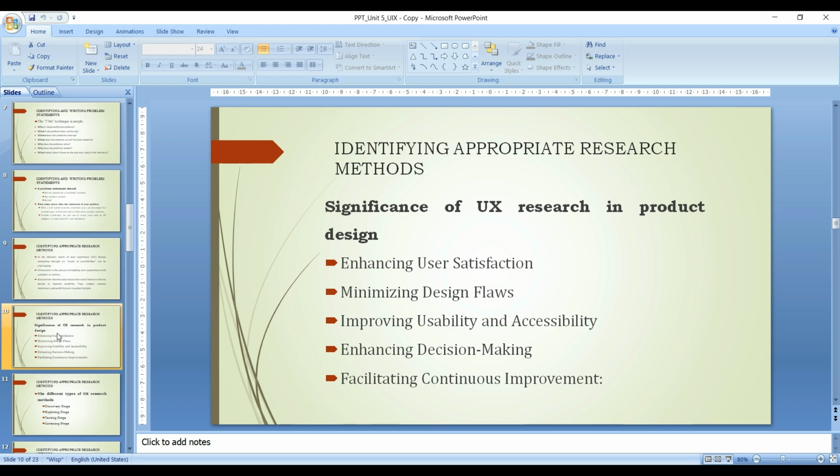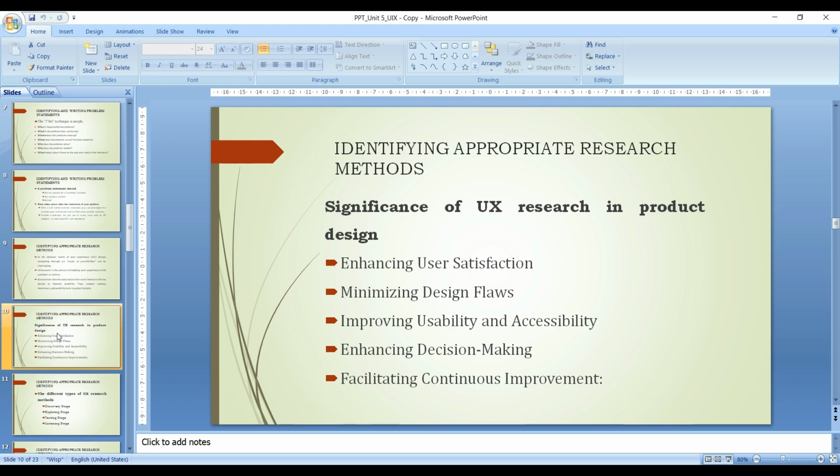So, the significance of UX research in product design. In product design, what are all the things we have to notice and understand? First, enhancing user satisfaction. How can we satisfy the user? That is one of the important things. And minimizing design flaws. Too many flaws should not be there in the design. As I said before, the design should be unique and clear, and it should not be cluttered, but it should be brief. The mixture of all these things makes a good design.